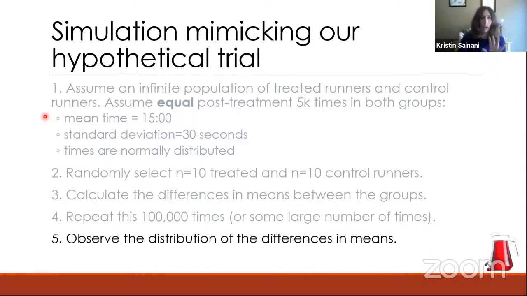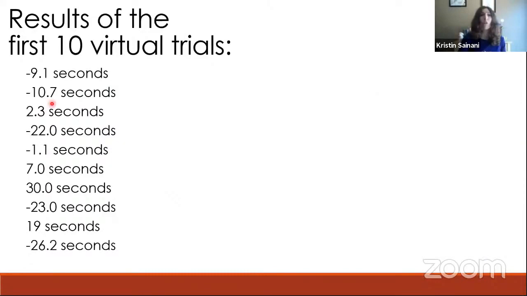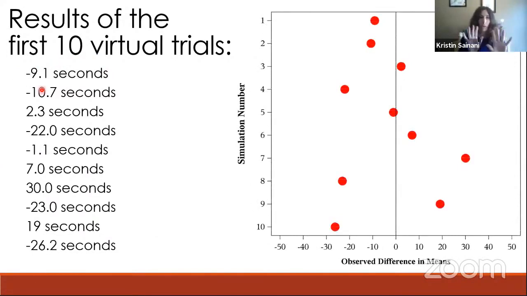To make this a little bit more concrete, I'm going to start by just showing you the results of the first 10 virtual trials. So this is just the first 10 runs of my simulation, and I've graphed them over here so that you have a visual. What we're looking at is the difference in means from each one of these virtual trials. So for example, in the first trial, I get a difference in means of -9.1 seconds. Negative numbers mean that the treatment group did better than the placebo group. So I plot this. This little dot is at -9.1. In the second trial, I got -10.7. That ends up here. In the third trial, I got +2.3, meaning the placebo group did a little better. The fourth trial, I get -22, which is very similar to what we saw in that hypothetical cherry juice trial.